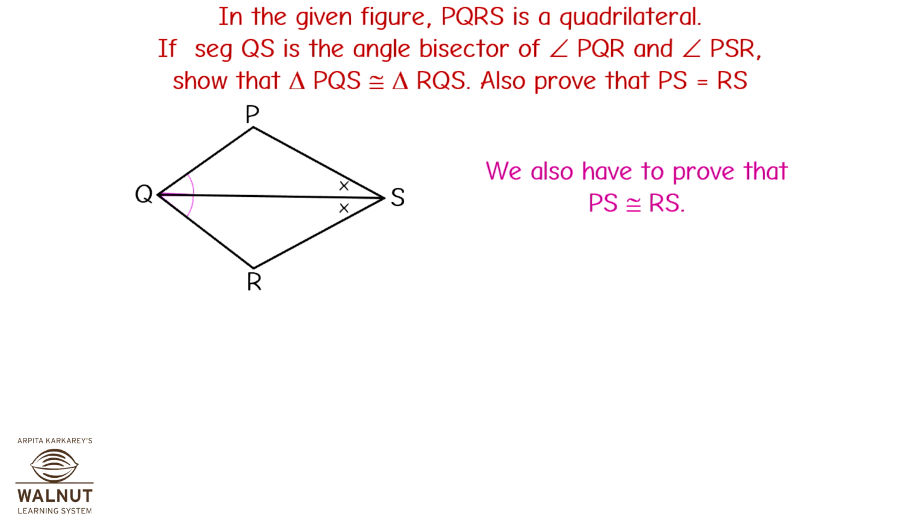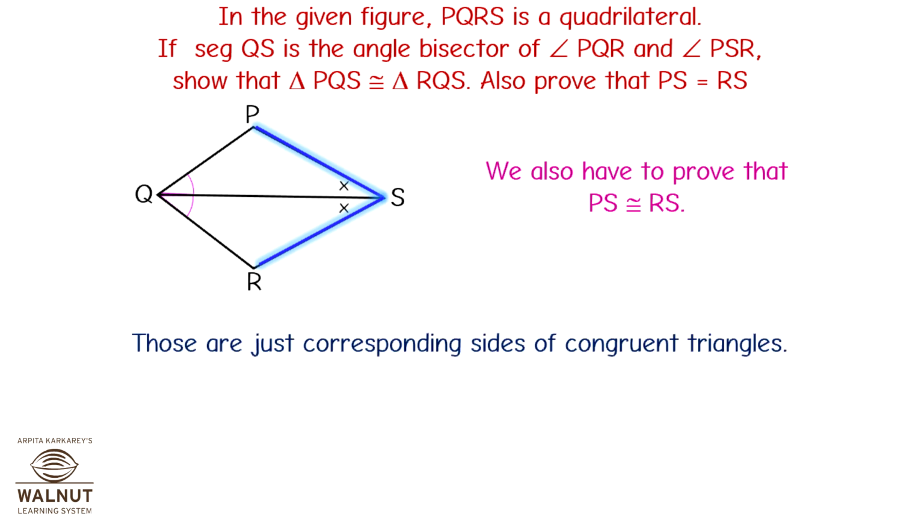We also have to prove that PS is congruent to RS. This is PS and this is RS. Those are just corresponding sides of congruent triangles. So it's done. Just write PS congruent to RS and in the reason write CSCT.